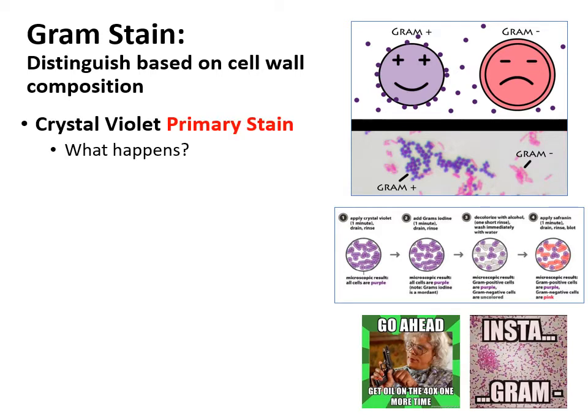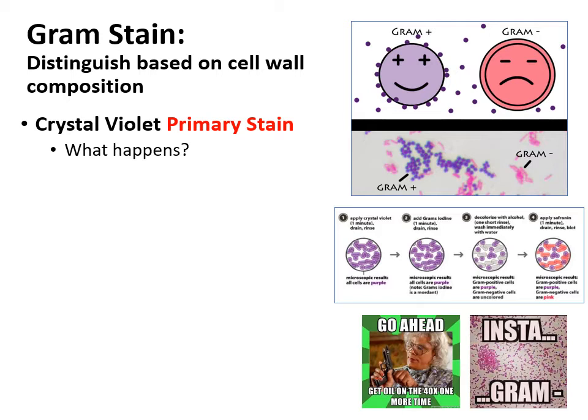So first, you add a crystal violet primary stain. And when you hear primary stain, that means it's the first dye that you're adding to your cells. What happens here is all cells take in the primary stain, meaning both Gram positive and Gram negative will take in whatever the primary stain is that you use. If you use crystal violet, then all cells at this stage will be purple. So Gram positive and Gram negative after the primary stain of crystal violet are all purple.